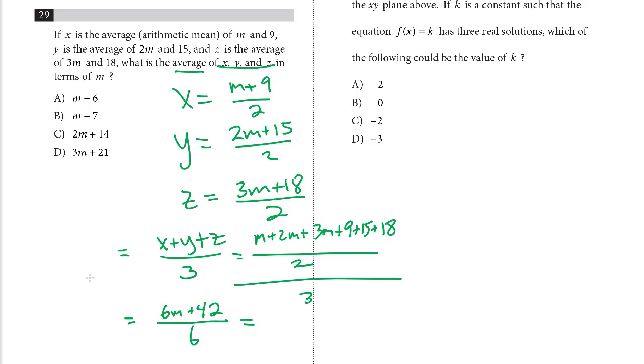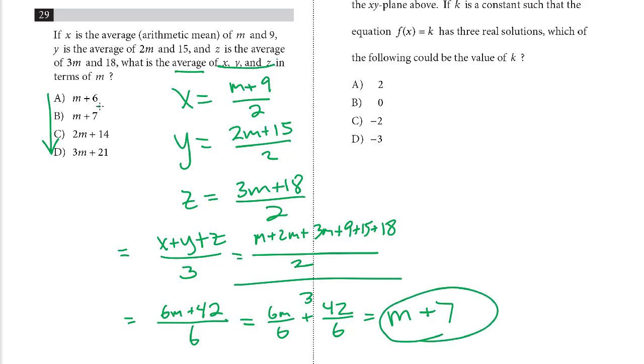And I could separate those. I see my answers are individual separate terms, so I'm going to create individual separate fractions: 6m over 6 plus 42 over 6. Now that I've divided it into partial fractions, I'm going to simplify. The 6's cancel. That equals m plus 42 over 6, which is 7. The correct answer should be m plus 7. That's answer choice B. That is your correct answer.